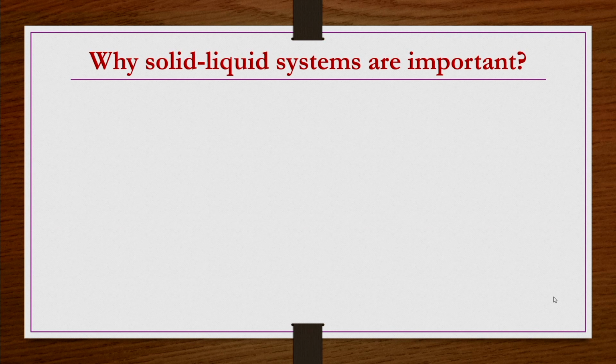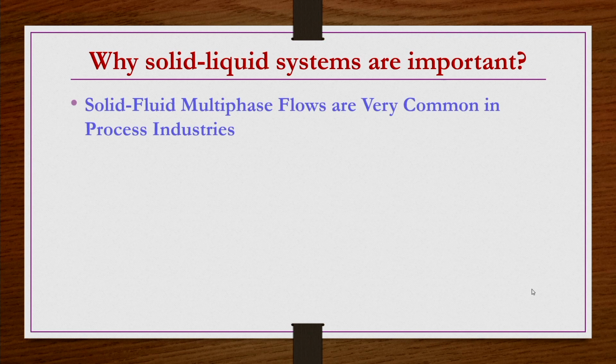Why are solid liquid systems important? Because solid fluid multiphase flows are very common in process industries, material process industries, chemical industries, polymer industry, food industry, textile industry. Whichever kind of material processing industry you take, you can find these solid fluid multiphase systems almost ubiquitous. So, it is very important to have some information about these systems.